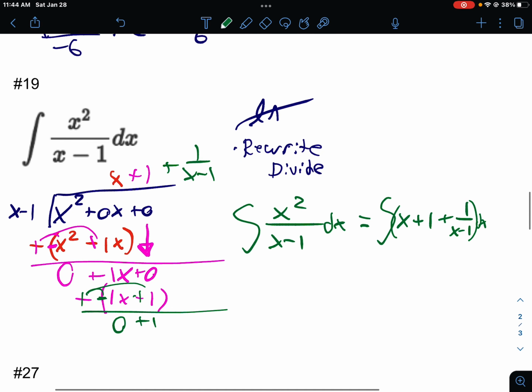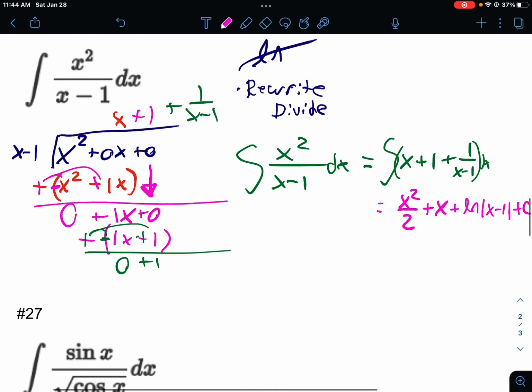Each of these integrals is pretty simple. We have two power rules and we have a just basic ln. This fits the form u prime over u because the derivative of x minus 1 is just 1, and that's in the numerator. So what we end up getting is x squared over 2, x to the power of n plus 1 over n plus 1, plus x to the power of 1 over 1, plus ln of the absolute value of x minus 1, plus c. And that's it.